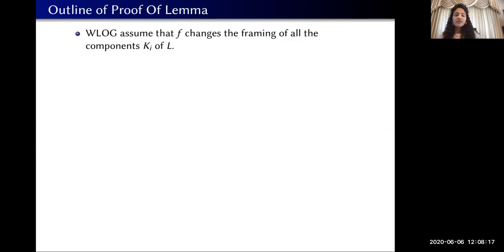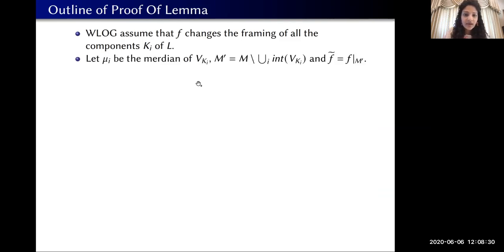Without loss of generality, we can assume that the homeomorphism F changes the framing of all the components of the framed link L, and we'll denote these components by K sub I. Some notation. V_Ki denotes the regular neighborhoods of the components Ki, and mu_i is the meridian of the regular neighborhood. M prime is the complement of the union of the interiors of the regular neighborhoods of these components in M. And F tilde is the restriction of F to M prime.